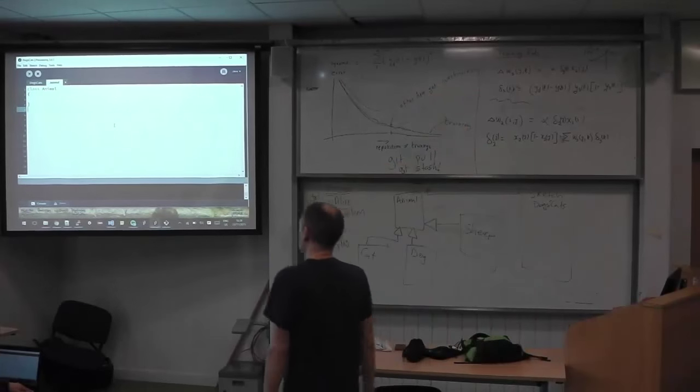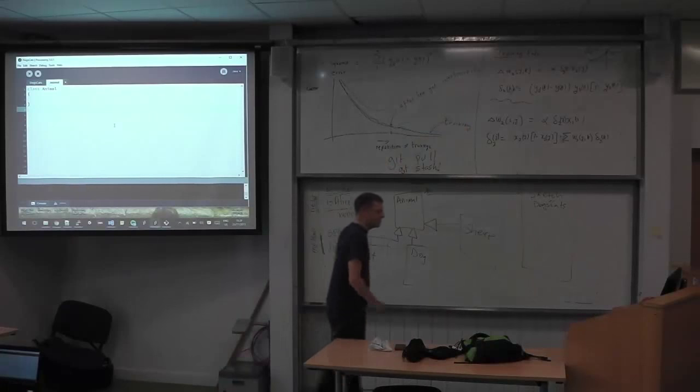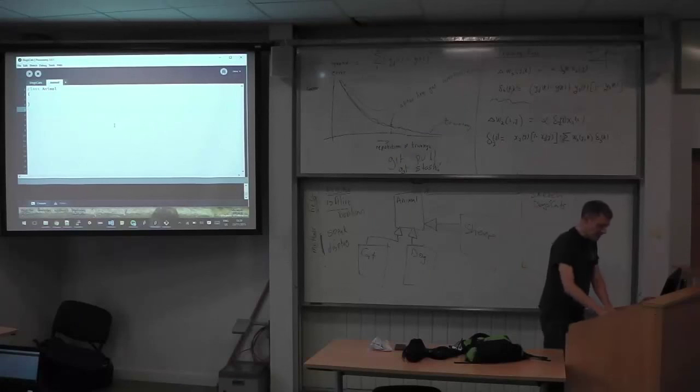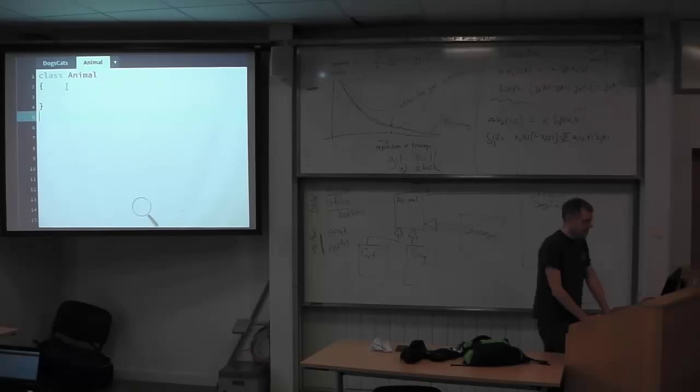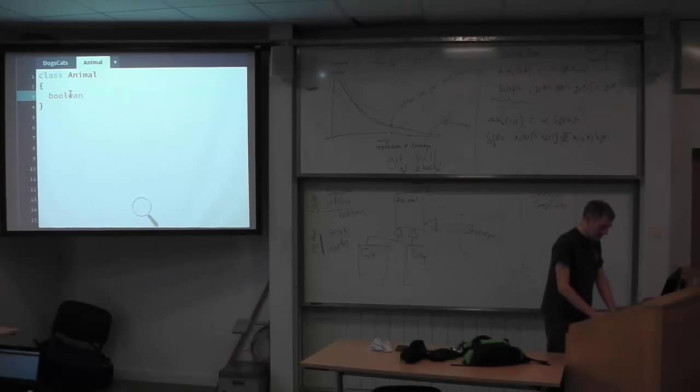Okay, everybody, if you look up here, we're going to make the class Animal. A good few people have this, so let's just crack on and get this going. So, there's class Animal. I'm going to make a Boolean field called isAlive.